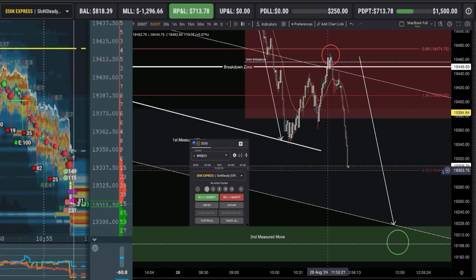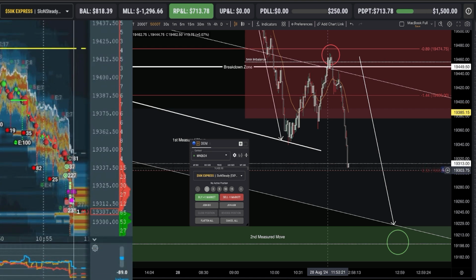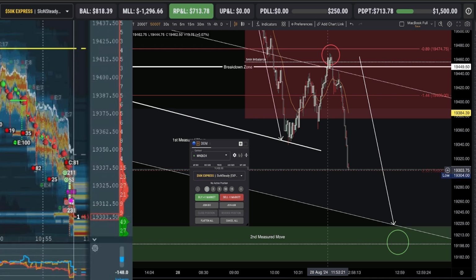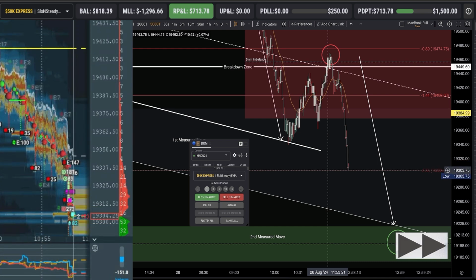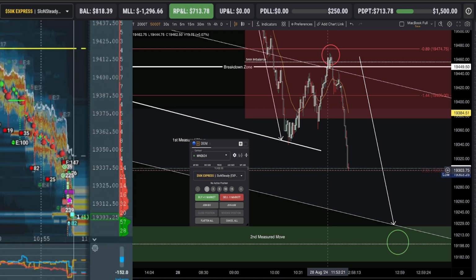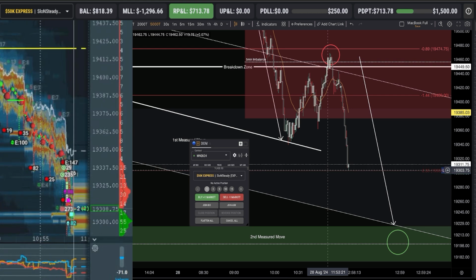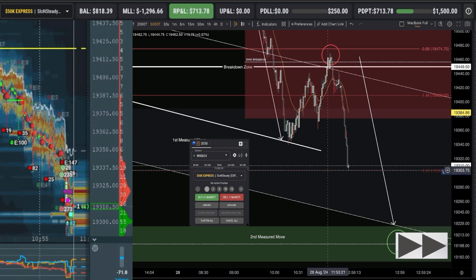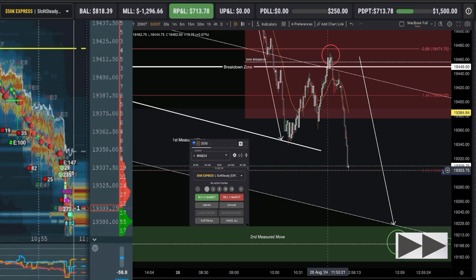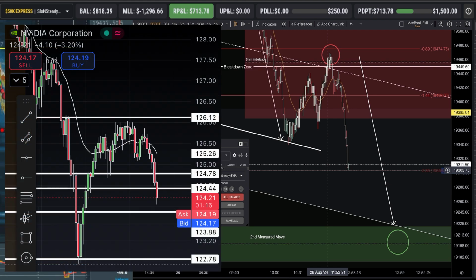Don't want to re-enter here, potentially just get a gnarly bounce. We can watch this move play out, at the very least. That was my mistake, guys. I thought I had 2 lots still on, so I thought I could take more profit on at least half of the position. Ended up closing out, that's fine. It's been a great day so far. Nvidia really busting lower. It's at 124.21.